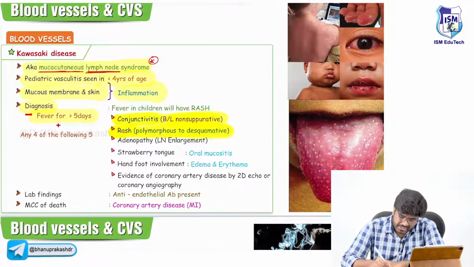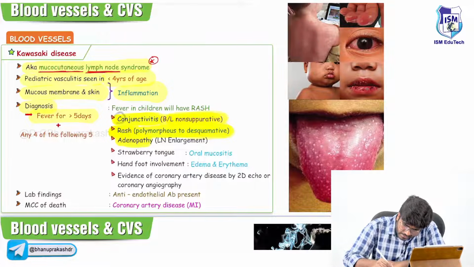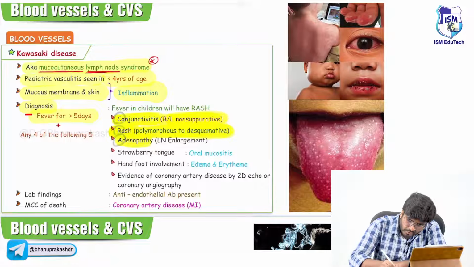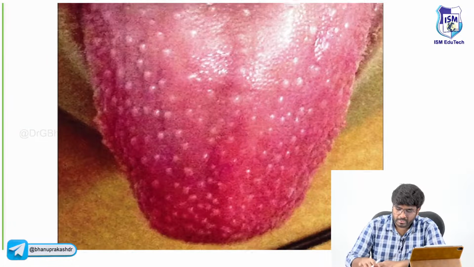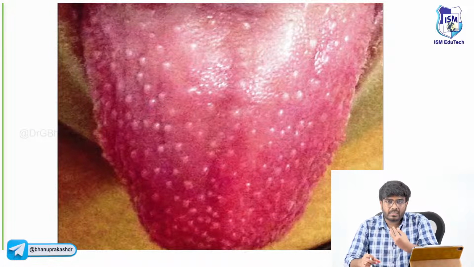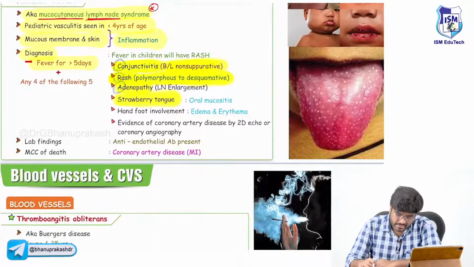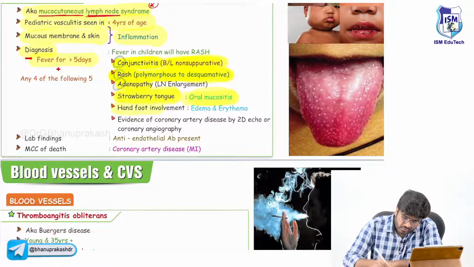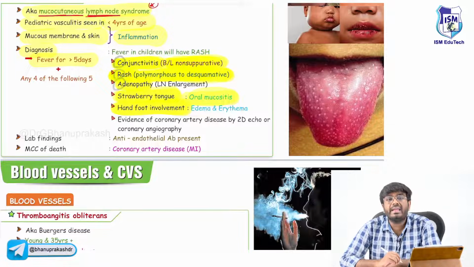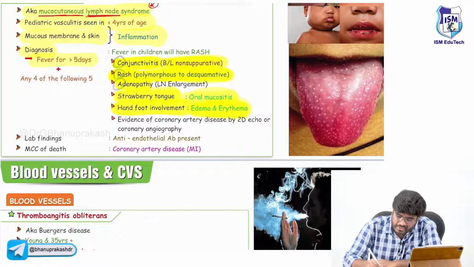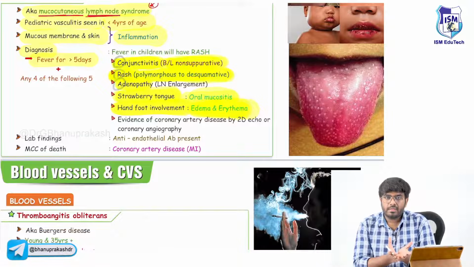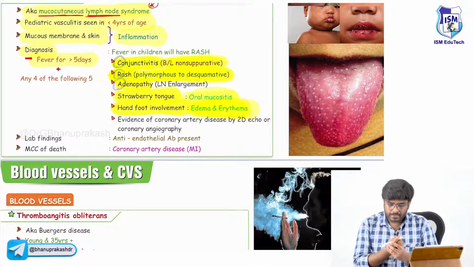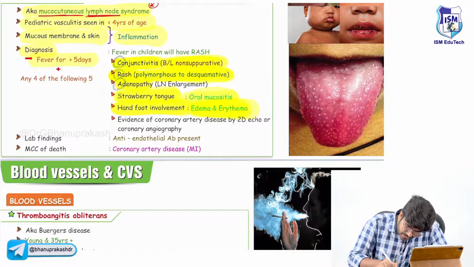Next, adenopathy. C completed, R for rash, A for adenopathy, lymphadenopathy. Lymph nodes are going to be enlarged. Next, S, strawberry tongue. If you look at the tongue, it is going to look like a strawberry because of the mucosal involvement. Mucositis, inflammation of the mucosa, oral mucositis. H, hand-foot involvement. What is this? There will be edema and erythema, skin involvement. The hands are going to be reddish in color, edematous hands will be there. So this is CRASH, sir.